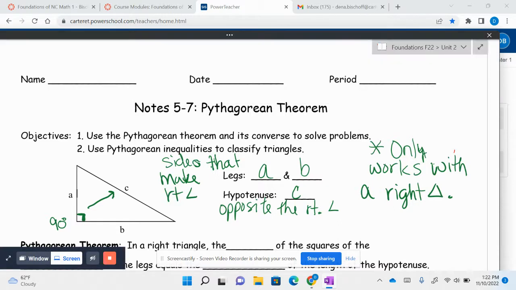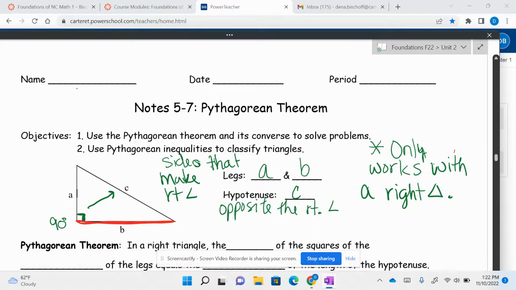So if I think about the sides, side B meets side A, and they're perpendicular. You guys remember seeing that symbol? So the legs are the two sides that are perpendicular to each other, okay? And it doesn't matter which one you call A and which one you call B, they're interchangeable. Questions about how to label a triangle?